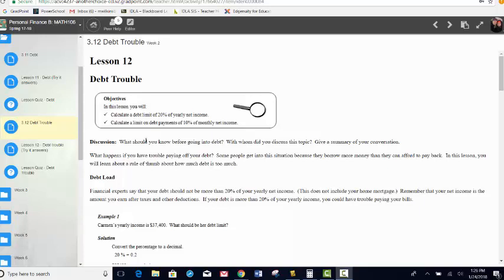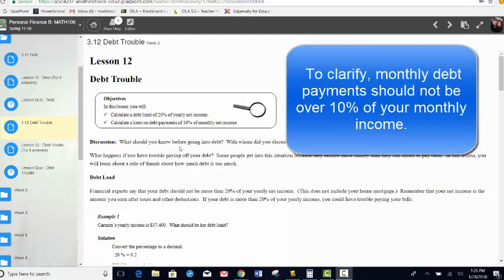So debt trouble talks about calculating your debt limit, which should not exceed 20% of your yearly income. So they're saying don't have more debt than 20% of your yearly income. And then it's also talking about calculating a limit on debt payments of 10% of your monthly income. So again, that's a monthly one versus a yearly one. So it shouldn't be more than 10% of your monthly income. Over the year, it shouldn't be more than 20%.